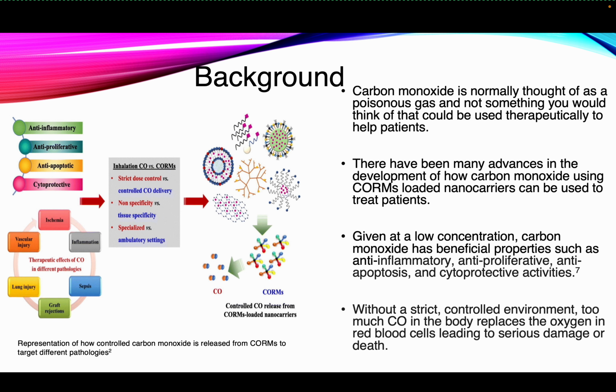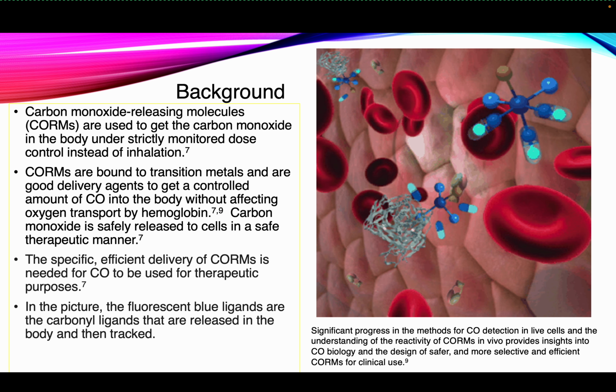When using carbon monoxide, it is essential that we use a strictly controlled environment. If you get too much carbon monoxide in the body, it replaces oxygen in red blood cells, and that leads to serious damage or death. Carbon monoxide releasing molecules, known as CORMs, are used to get carbon monoxide in the body under strictly monitored dose control. They are bound to transition metals and act as good delivery agents to get a controlled amount of carbon monoxide into the body without affecting oxygen transport by hemoglobin.